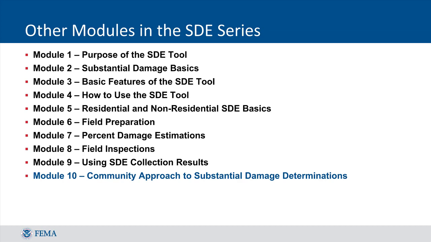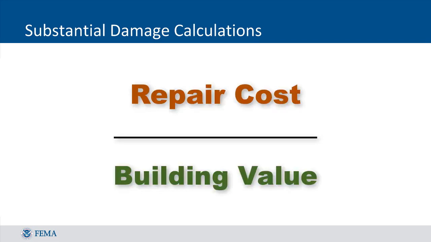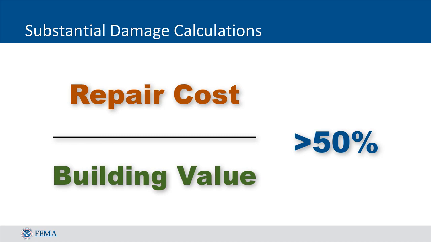In this module, we'll review the importance of a consistent community-wide approach to appeals of substantial damage determinations. Before we start, let's review the definition of substantial damage. Substantial damage determinations are based on the ratio between the cost to repair a structure to pre-damaged conditions divided by the market value of the structure before it was damaged. If the ratio is greater than 50%, the structure is considered substantially damaged under the NFIP.